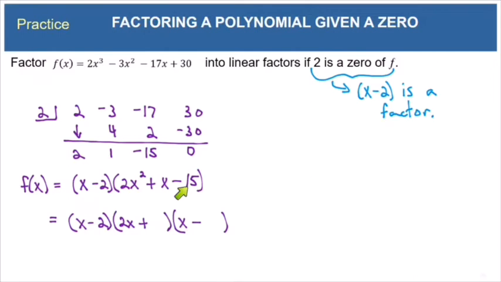And then last times last is 15. So that makes me think maybe 3 times 5. So I'll put the 5 here and the 3 here. And now I need to make sure that I've got it all arranged right. So I need to add up outer plus inner and see if I'm going to get the middle term that I need. So outer times outer is going to be minus 6x, because minus 3 times 2x is minus 6x.